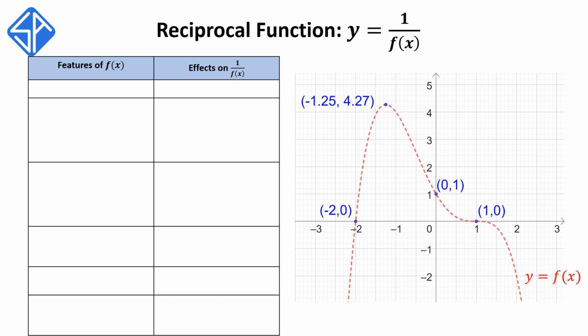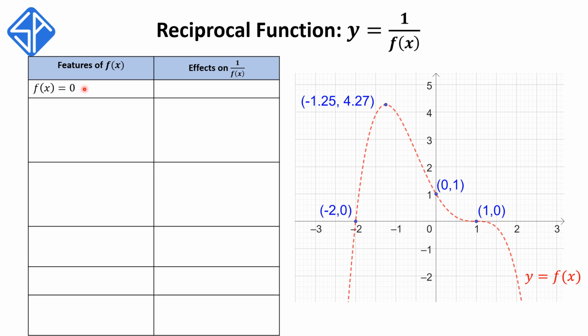The reason for this is because each important feature on your f of x function translates to another important feature on your reciprocal function 1 on f of x. So we're going to begin by looking at our first feature when f of x is equal to 0. Now this is essentially where your f of x has got x-intercepts, and in this diagram this occurs at x is equal to -2 and x is equal to 1.